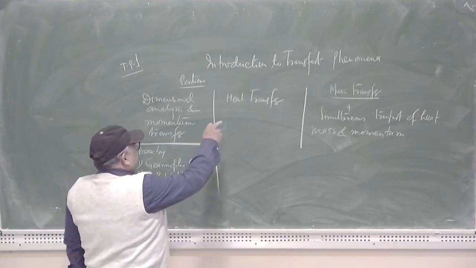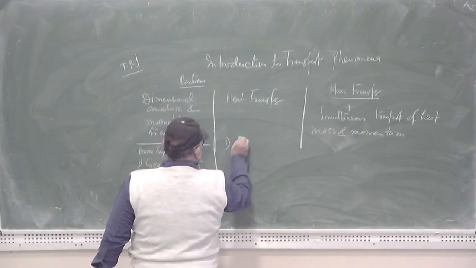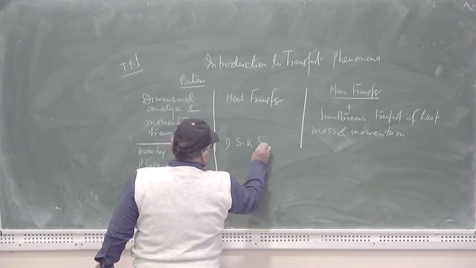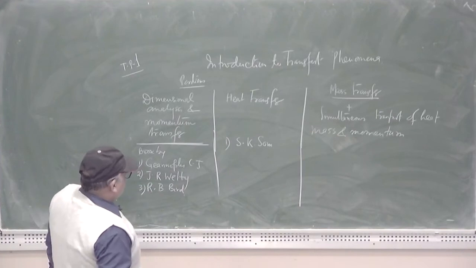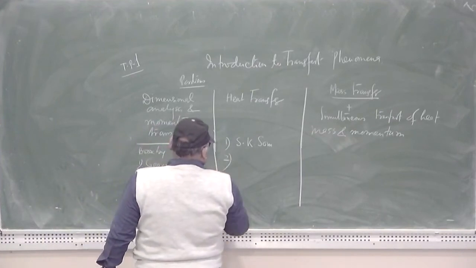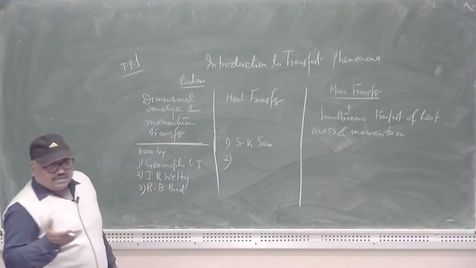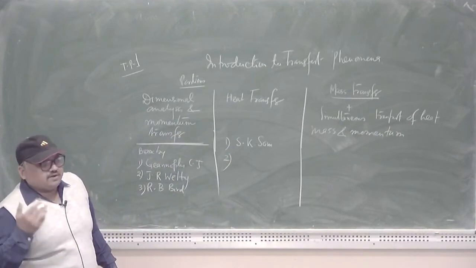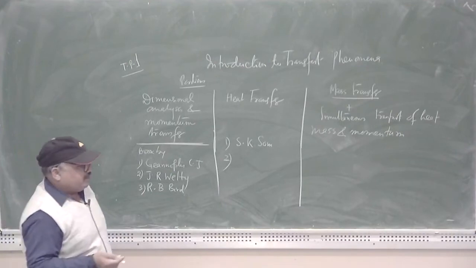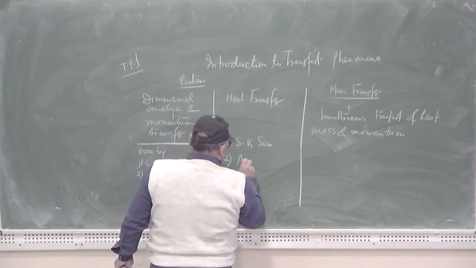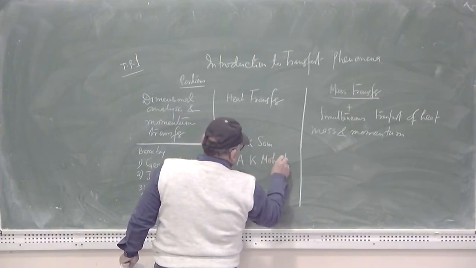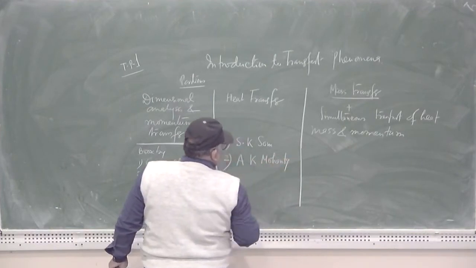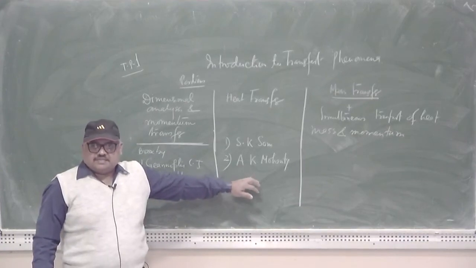So far as heat transfer is concerned, you should go for the book written by S.K. Som, Professor of Mechanical Engineering at IIT Kharagpur, Heat Transfer by S.K. Som. You can also go through the book Rate Phenomena in Materials Processing by A.K. Mohanty. This book is basically written from the metallurgical perspective, and you will find the analysis of different metallurgical processes pertaining to metallurgical engineering in this book.